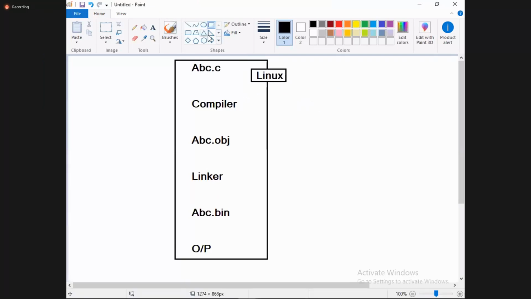Now try to answer. The abc.c file is given to the compiler. The compiler has generated the abc.obj file. The abc.obj file is given to the linker. The linker has generated the abc.bin file. The abc.bin file generates output for us.